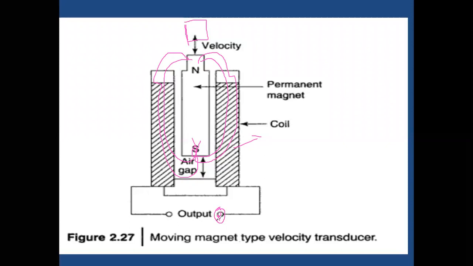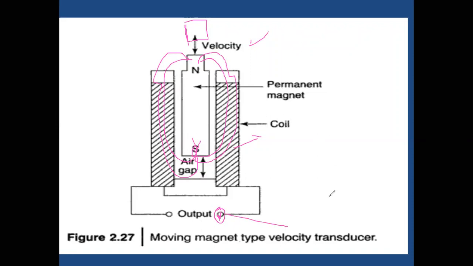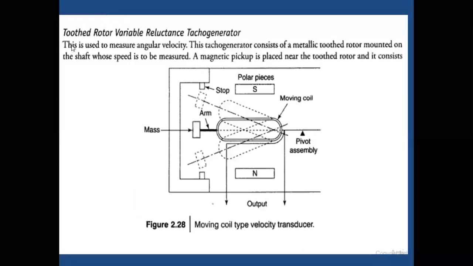Here the input is velocity, and the output is voltage. The input is a physical energy, and the output is electrical energy. In a transducer, energy is converted from one form of energy to another form of energy, so you can call it a transducer. That's why.